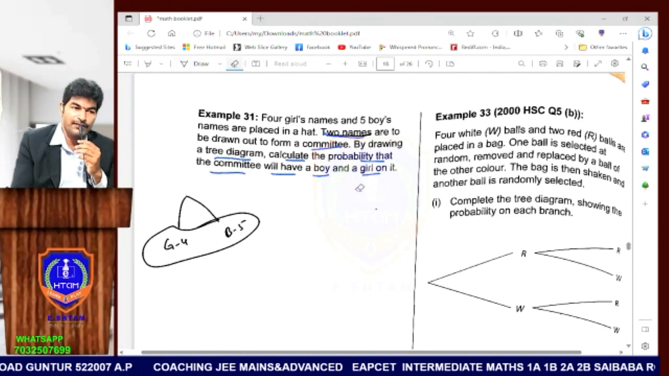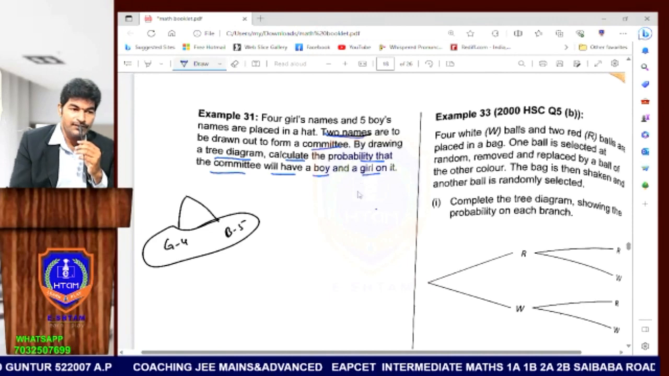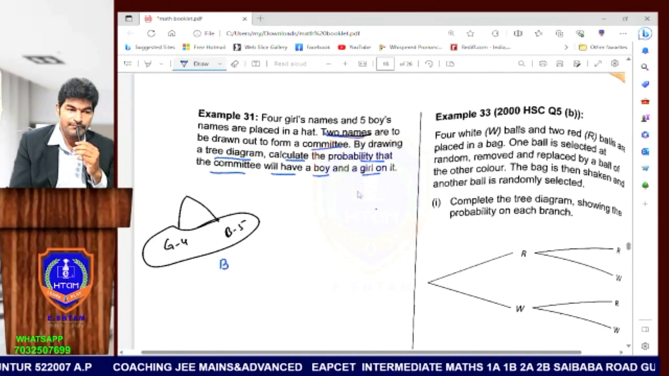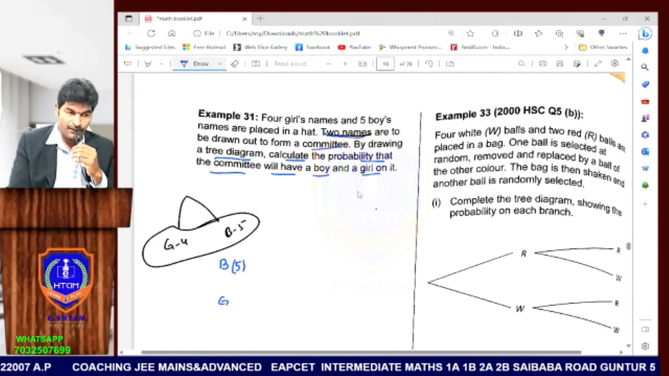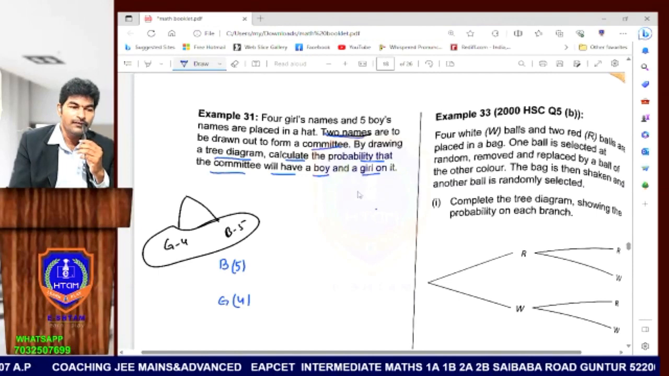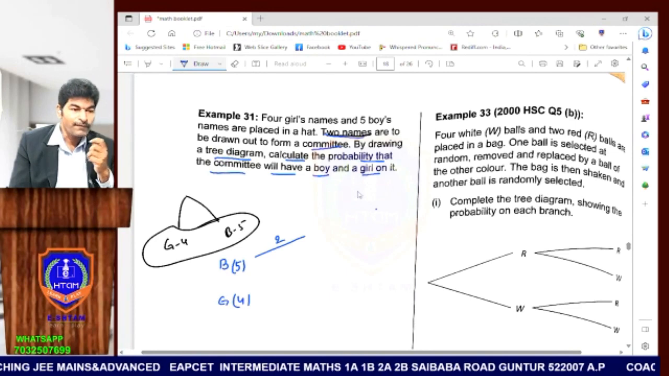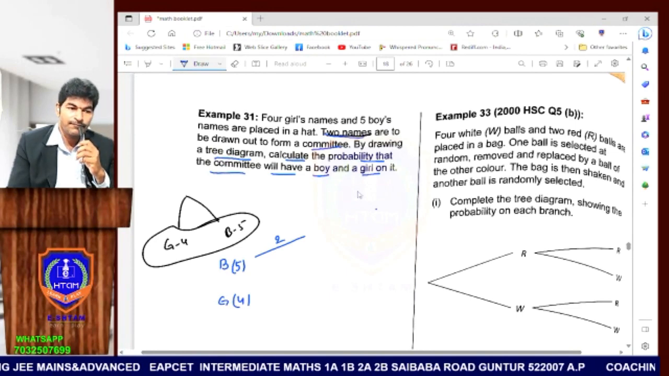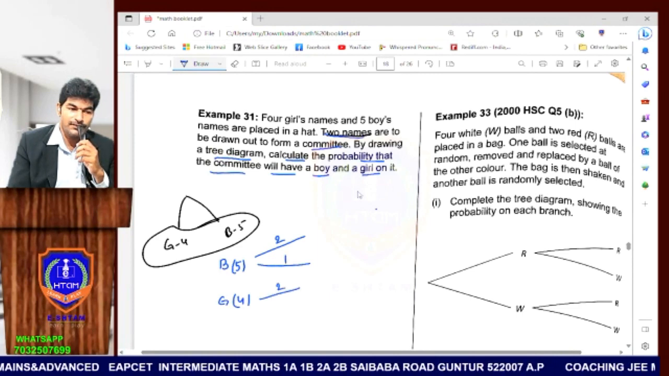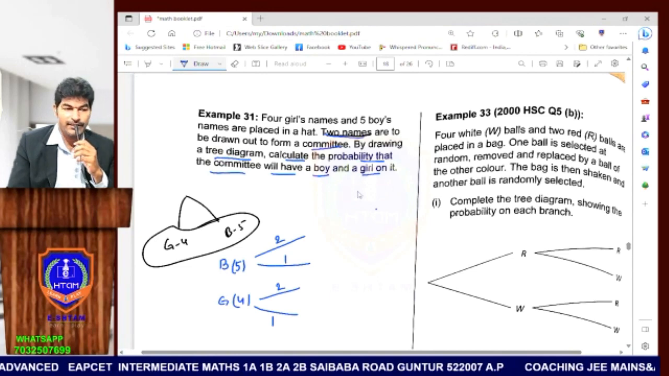Okay, we will make a tree diagram, right? So how many boys? Boys 5 and girls 4. So you can make either 2 boys, right? Either 2 boys or 1 boy. Here also you can select 2 girls and 1 girl. Understood? To make a committee.